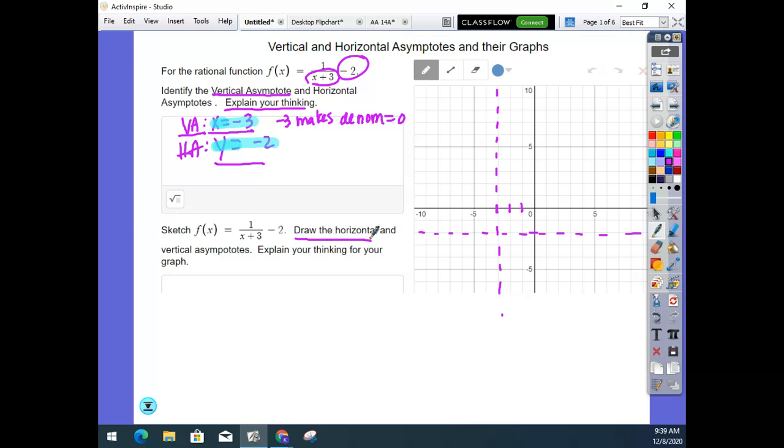Now, it says draw your asymptotes and sketch your equation. Because this number is a +1, the graph's in the upper right and the lower left. And that's the graph. Okay, so that's my explanation. Because the numerator was positive, the graph goes into the upper right and lower left of the asymptotes.